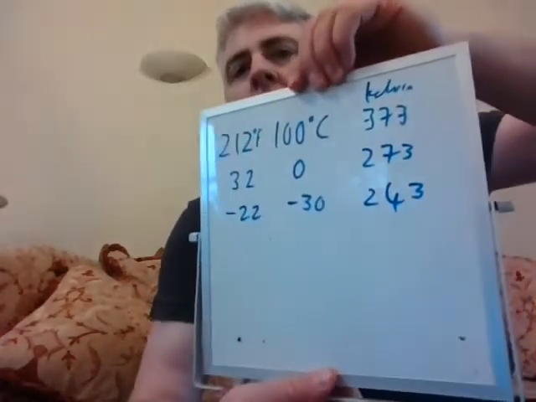So that's the Kelvin scale that I've written down there. And that's the centigrade column, and that's the Fahrenheit column. They're all downwards. Thanks for looking at that.